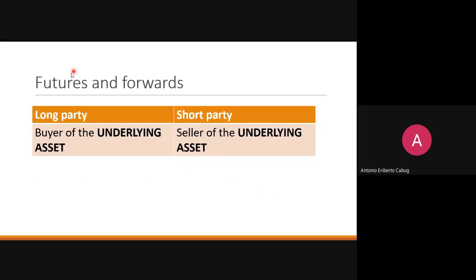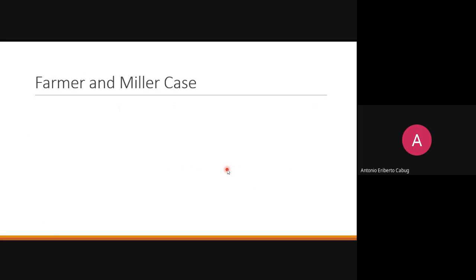In a future and a forward contract, there are two parties. Long party is the buyer of the underlying asset. Short party is the seller of the underlying asset. When we talk about underlying assets, in the context of our discussion, I am referring to the foreign currency. For example, if we are going to buy yen, the underlying asset is the Japanese yen.